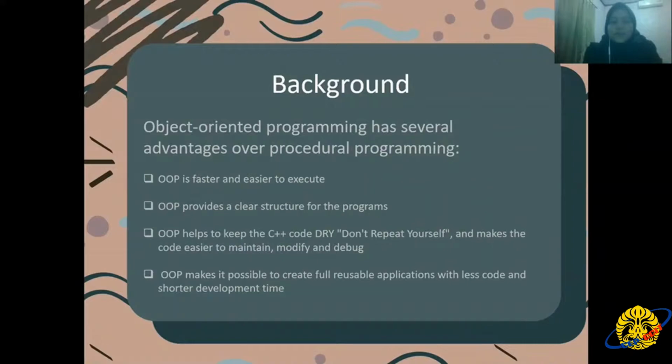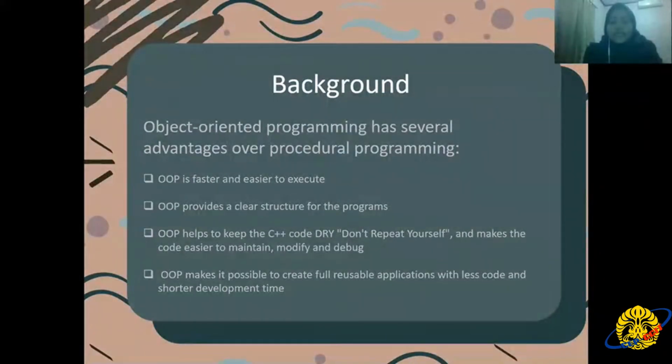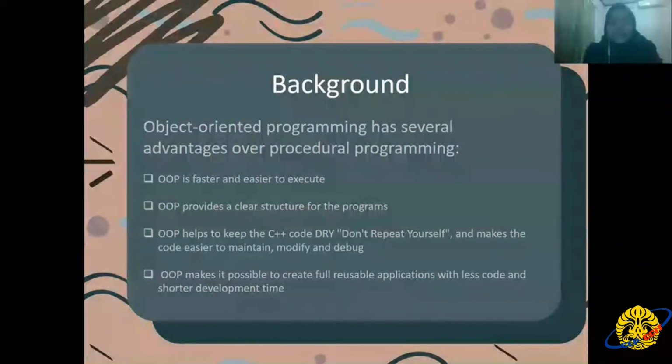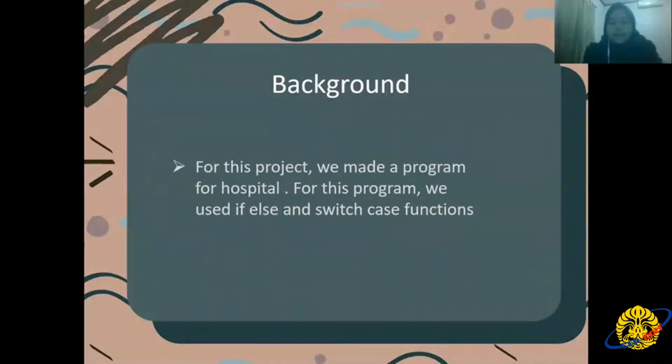Object-oriented programming has several advantages over procedural programming. OOP is faster and easier to execute. OOP provides a clear structure for the programs. OOP helps to keep the C++ code DRY, don't repeat yourself, and makes it easier to maintain, modify, and debug. OOP makes it possible to create fully usable applications with less code and shorter development time.